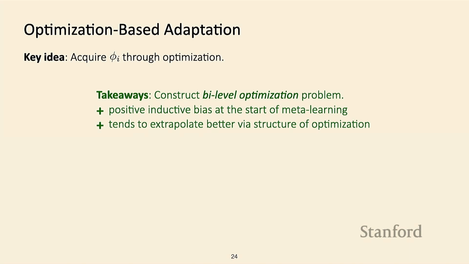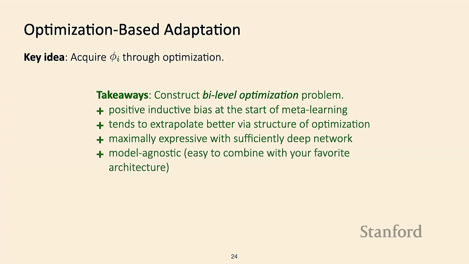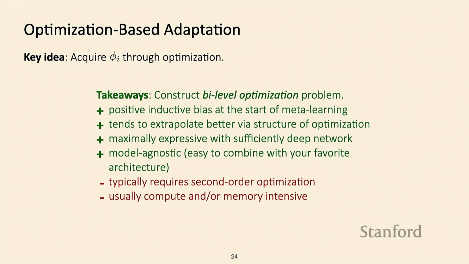Because of this, it tends to extrapolate a little bit better, because you're embedding gradient descent, because you're running fine-tuning. It's also quite expressive if you have a deep enough neural network, and it's model agnostic. The downside is that it typically requires second order optimization, which is certainly a little bit more expensive than other approaches, especially the approaches we'll talk about on Wednesday. This leads to more compute and memory usage.